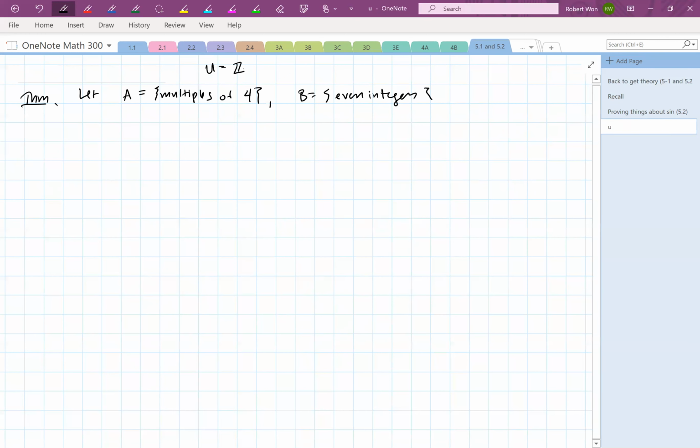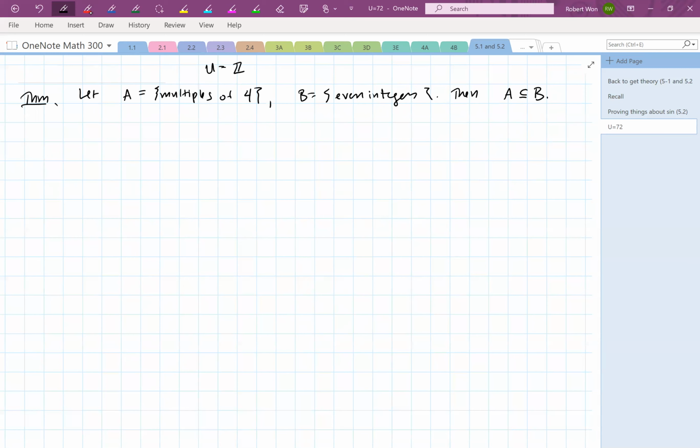Here's a nice theorem. Let A be the set of all multiples of 4, and let B be the set of even integers. And I suppose here my universal set is probably the integers, so those are both subsets of my universal set. Then one of these is a subset of the other. Hopefully you can see that A will be a subset of B. The multiples of 4 are a subset of the even integers. Some even integers are multiples of 4, some are not, but every multiple of 4 is even.